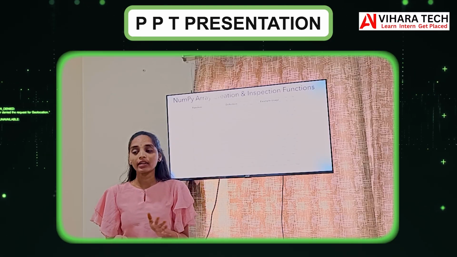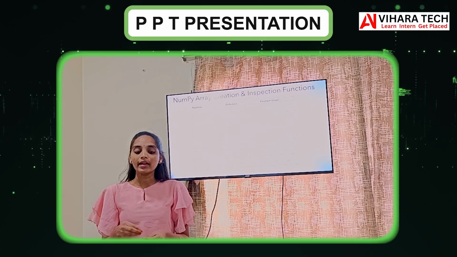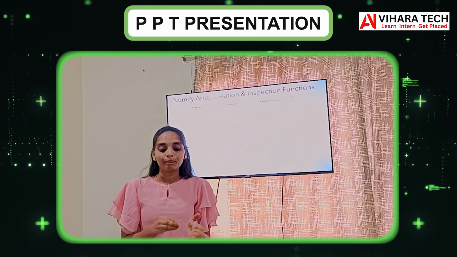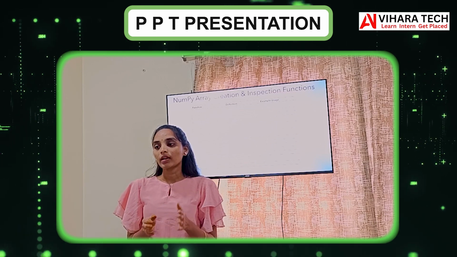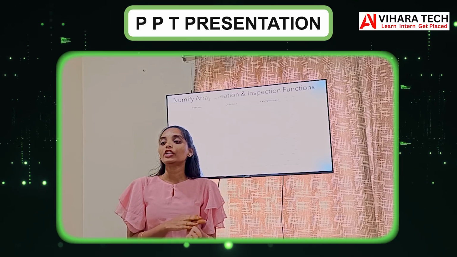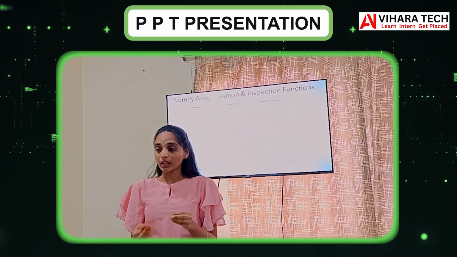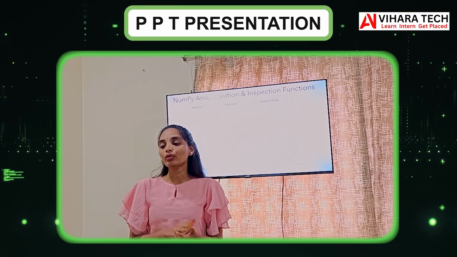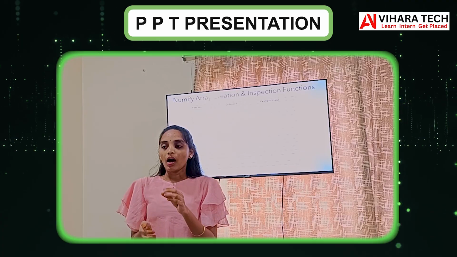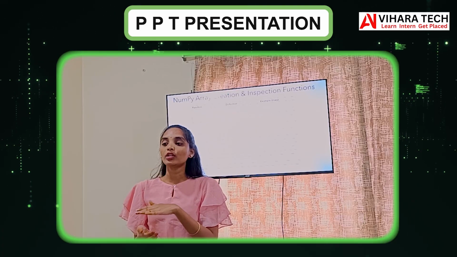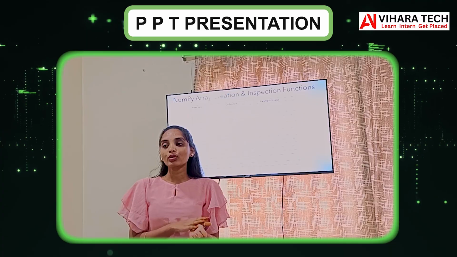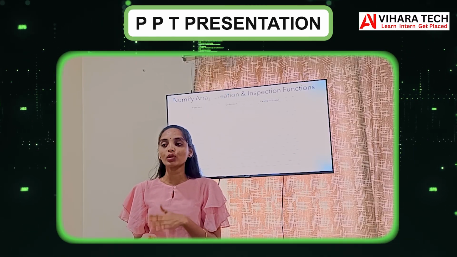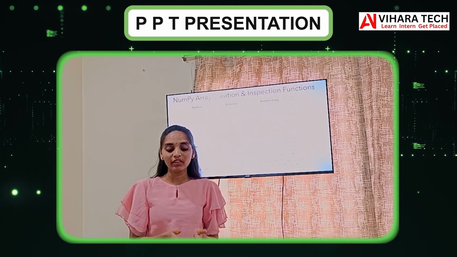Then dtype, the data type, is used to find the data type, like int or float. And reshape: reshape will be used to convert a one-dimensional array into a two-dimensional array. Another function is ravel. Ravel will be used to convert two dimensions into one dimension. Reshape converts 1D to 2D, and ravel converts 2D to 1D.